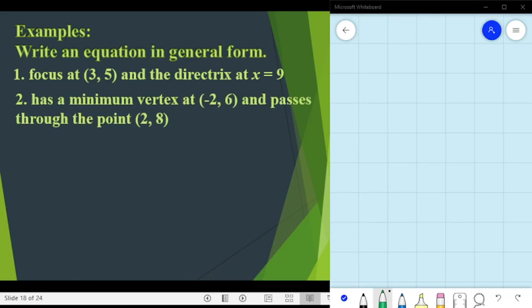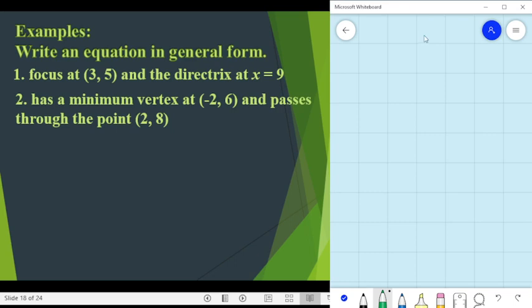Number 2 is: the parabola has a minimum vertex at negative 2, 6 and passes through the point 2, 8. Notice that in this case, minimum vertex. So when we say minimum, your vertex is at the lowest. That means if your vertex is the lowest, the parabola is opening upward. Okay?